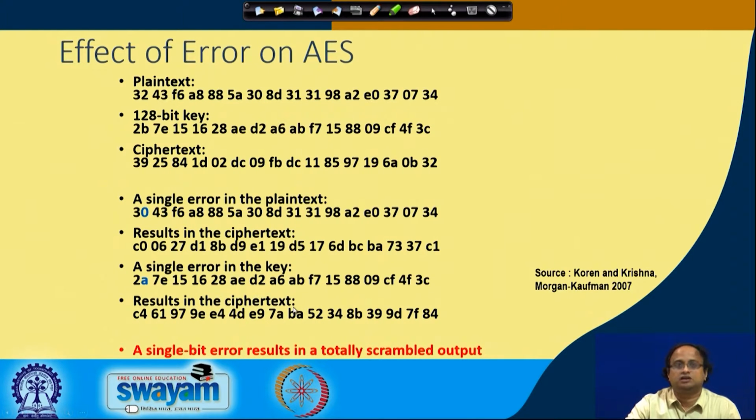Therefore, we see that even if there is a small bit error, there is a wide diffusion, so we get very nice diffusion and confusion. If there is a flip in the key or a flip in the plain text, then the output looks quite random.